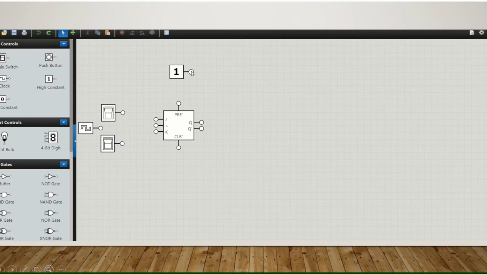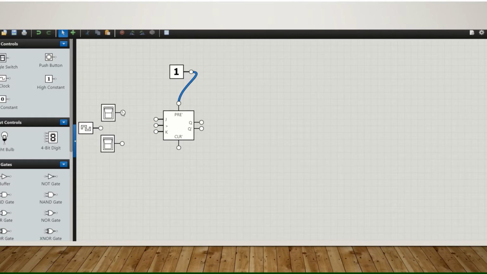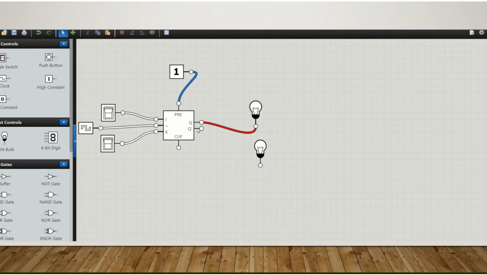Next, we'll see the simulation part for JK flip-flop. For JK flip-flop, we need two toggle switches, one clock pulse, one JK flip-flop and two bulbs. We are giving the connections. We are giving the inputs to check the outputs.